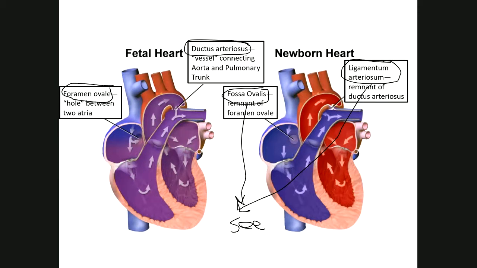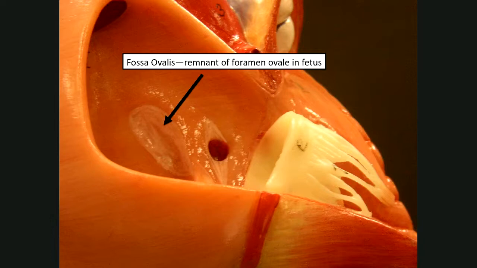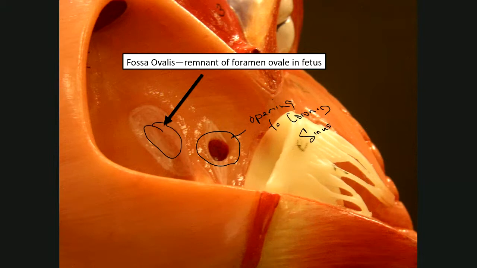And so if we look on our models, we can see them. So remember, that hole is not the foramen ovale. That's the opening to the coronary sinus. That's not what we're talking about. That's what drains the heart blood from the veins. Right here, though, in a fetus, there's another hole, that foramen ovale. But look, it closed up.